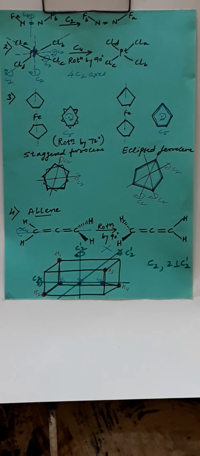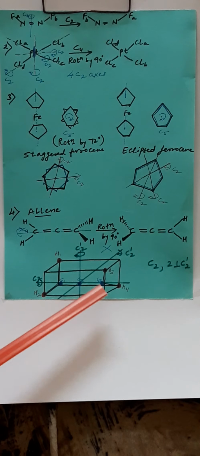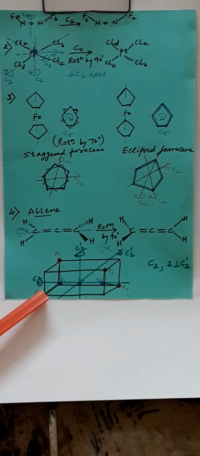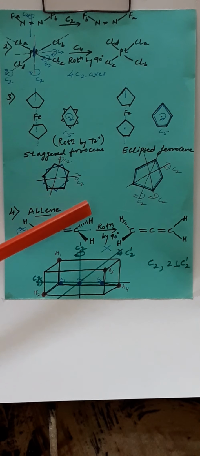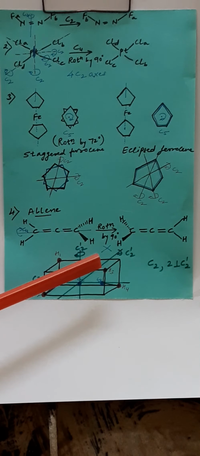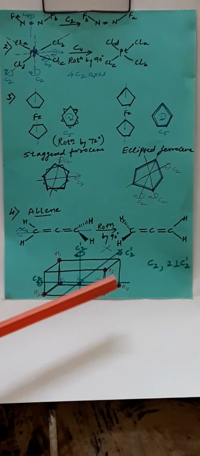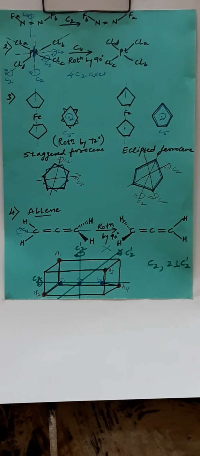Let us take an example of the C2 axis of rotation. To make it clearer, I have tried to plot a three-dimensional figure here in the case of allene. So in three-dimensional space, I have the C1, C2, C3 carbon atoms arranged here, right? And these are the 4 hydrogen atoms. The terminal in-plane hydrogen atoms are H1 and H2. The above-plane hydrogen is H3, and the one below the plane of the paper is H4.